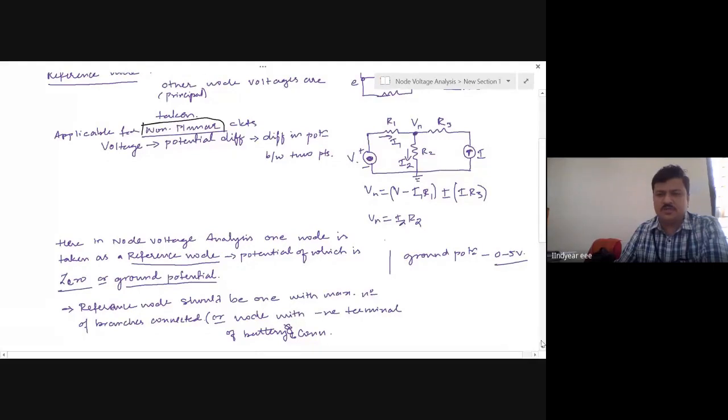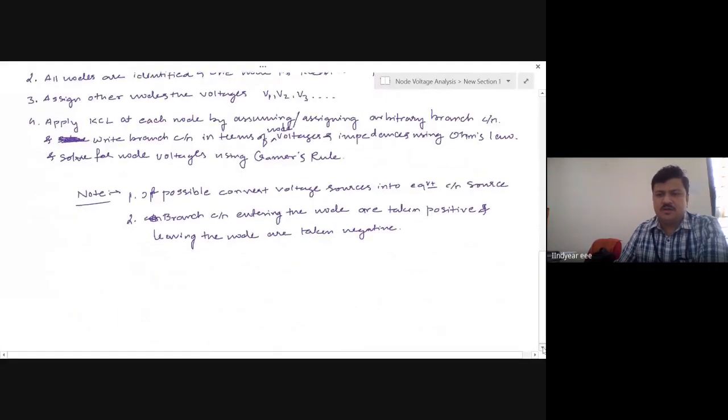One more advantage here is if the number of meshes in the circuit are n number, then we have to write n number of equations and solve n number of simultaneous equations. But if the number of meshes are n in any circuit, and if I want to analyze that circuit using node voltage method, then the number of equations we have to solve are n minus 1. When we take an example, you will get to know that.